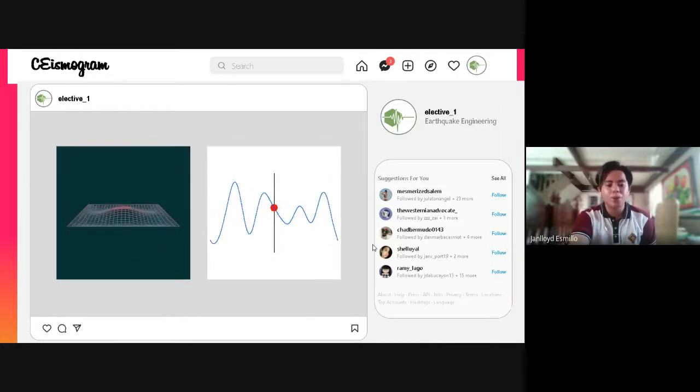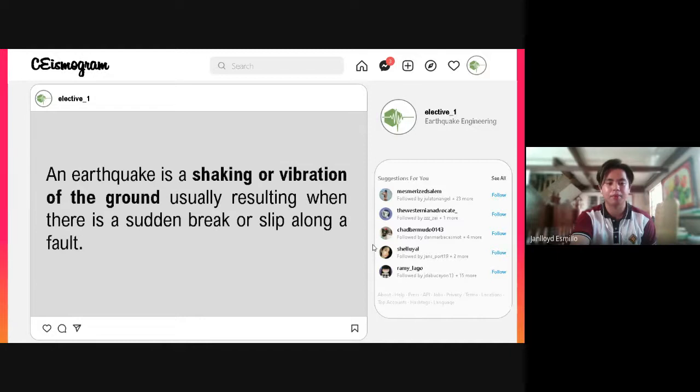So here are two of the most common movements of vibration, as you can see. So, is an earthquake considered a vibration? Yes, because earthquake is a shaking of the ground. And as I have tackled a while ago, vibration, di ba, is an oscillation. So it is a back and forth movement at a regular speed. So pasok po doon ng earthquake. And it is usually resulting when there is a sudden break or slip along a fault.